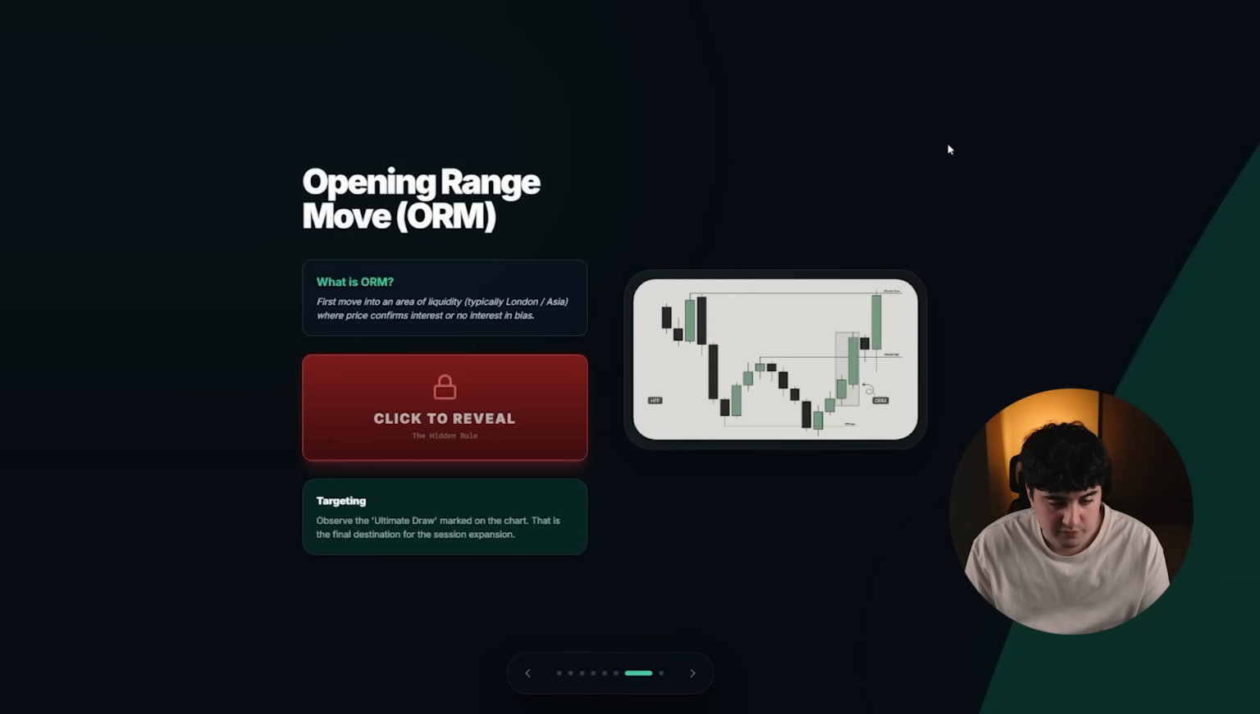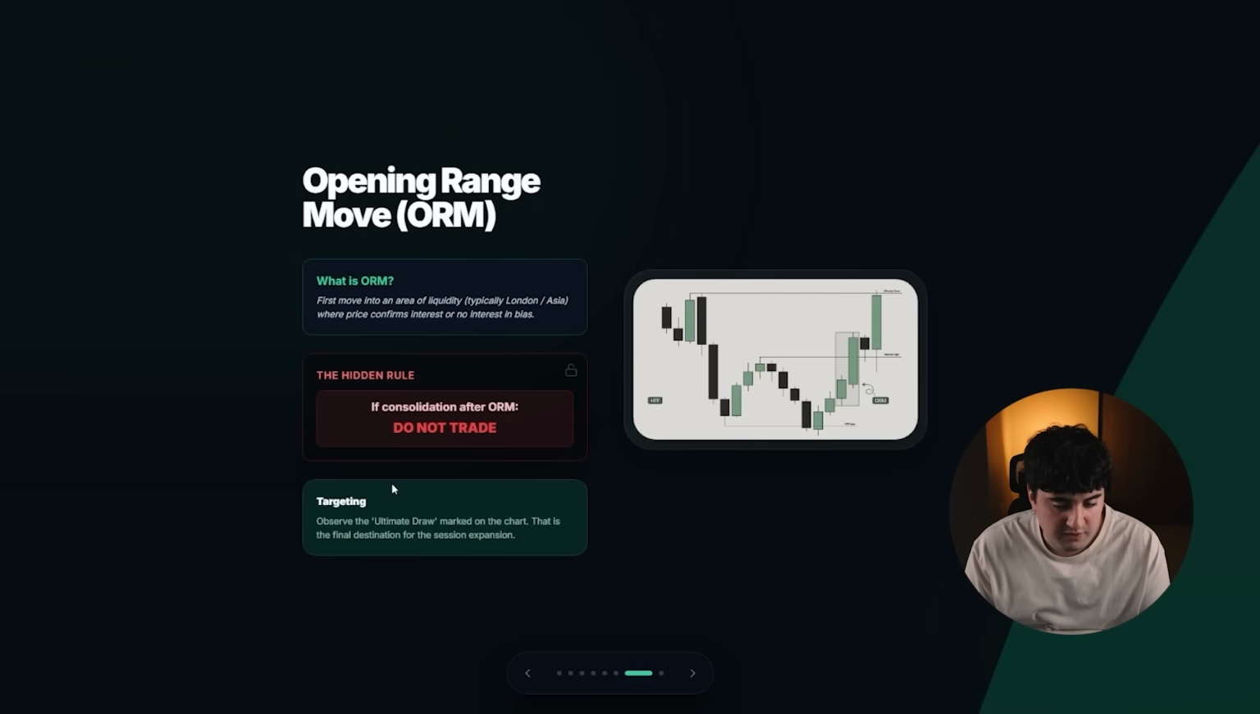The opening range move. What is an opening range move? First move into an area of liquidity, typically a London/Asia session high or low, where price confirms interest or no interest in bias. Targeting, observation, the ultimate draw marked on the chart. That is the final destination for the session expansion. The hidden rule: if consolidation after ORM, do not trade.